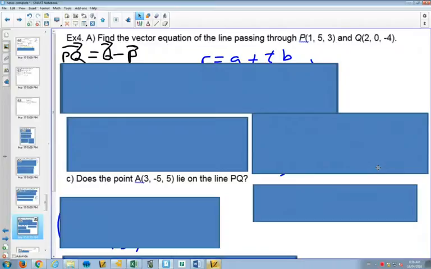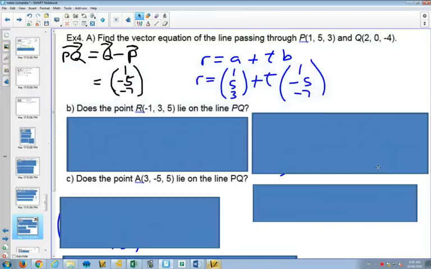Same idea in 3 dimensions. Nothing really changes other than your column vectors will now have 3 things. So if it passes through P and Q, you can find PQ by just going Q minus P. And that'll be your direction vector. So to write your equation, you need to take one of your 2 points. So I just chose the first one here, 1, 5, 3. By doing Q minus P, 2 minus 1 is 1, 0 minus 5 is negative 5, negative 4 minus 3 is negative 7, to get our direction vector. And then plug things in.